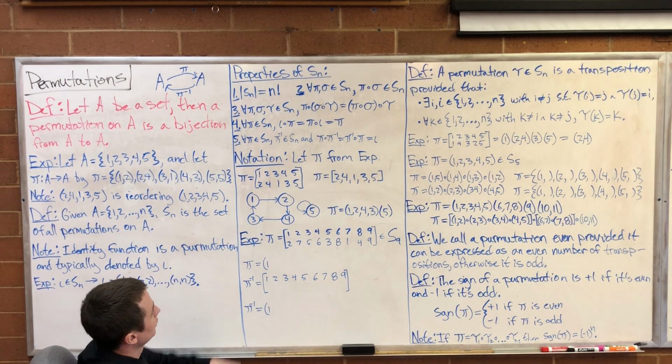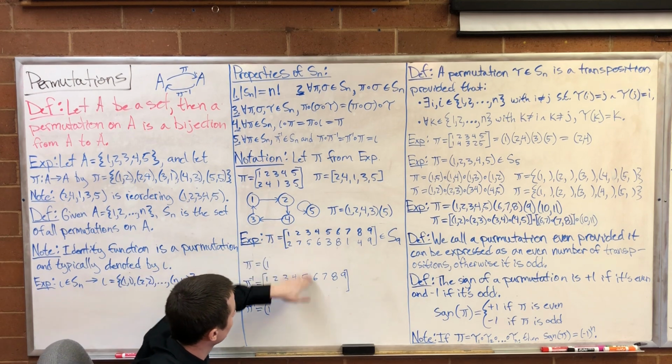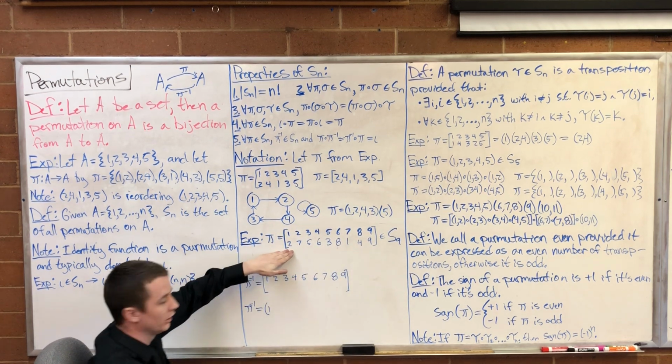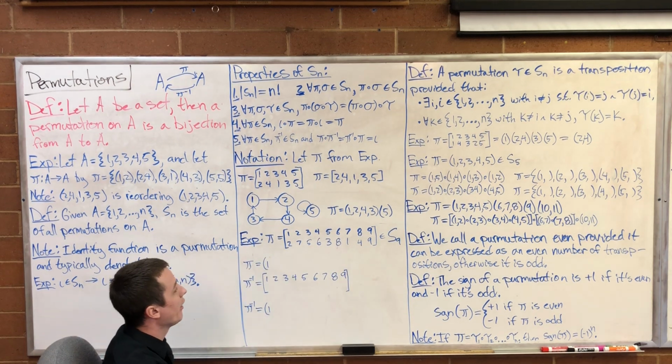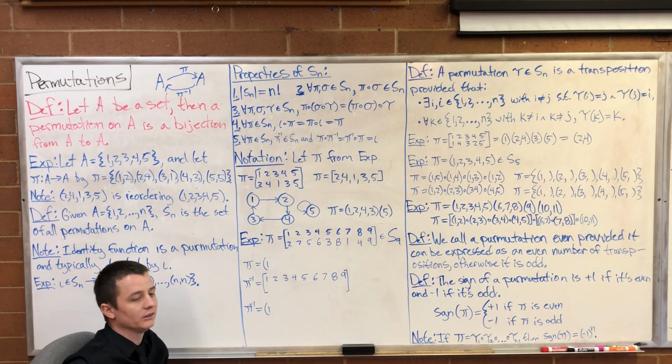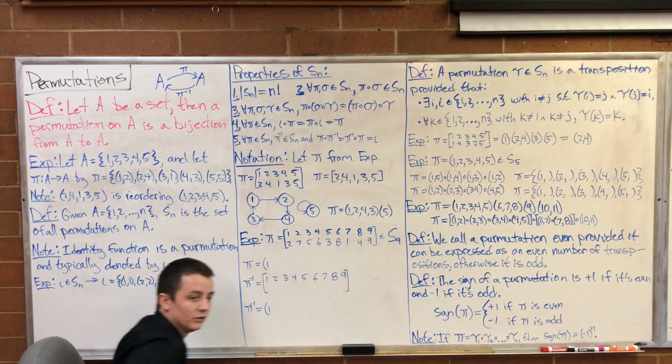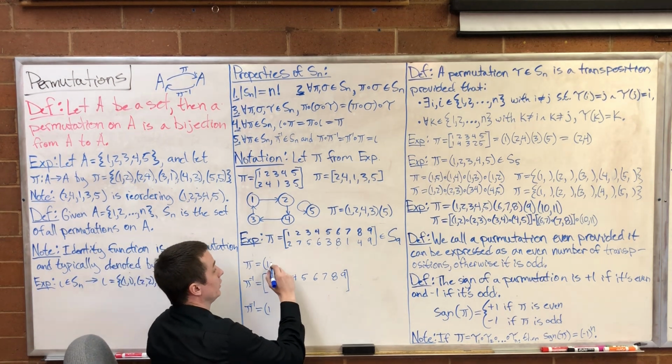So I've got this function pi. 1 goes to 2, 2 goes to 7, 3 goes to 5, etc. You understand what this function is? It's a permutation in S9. So now I want you to tell me how to represent this in cyclic notation. So 1 goes to 2.